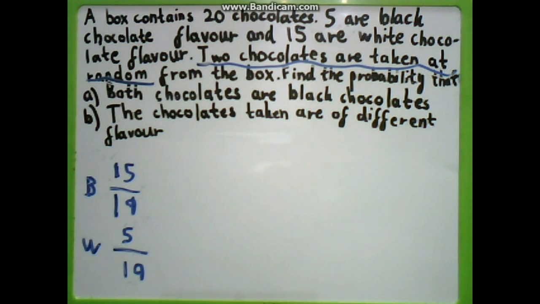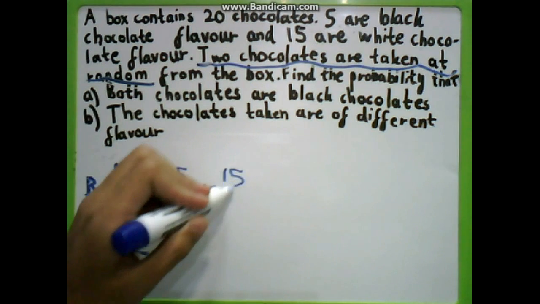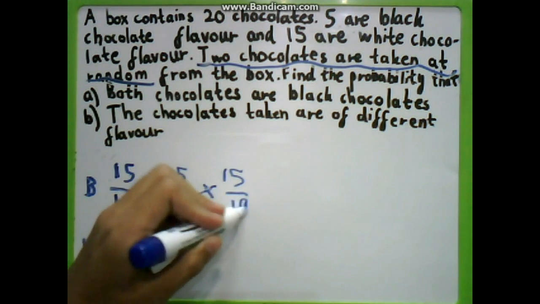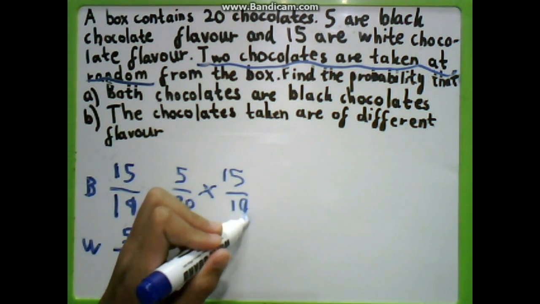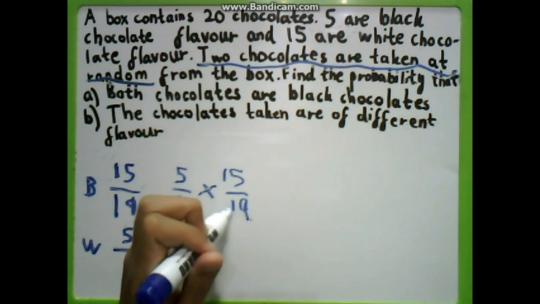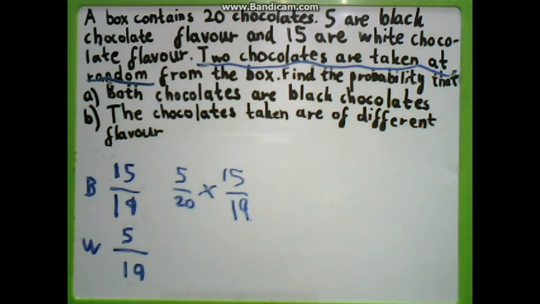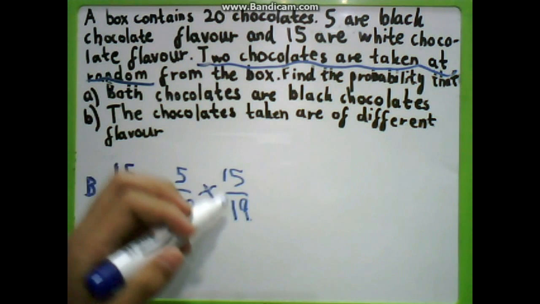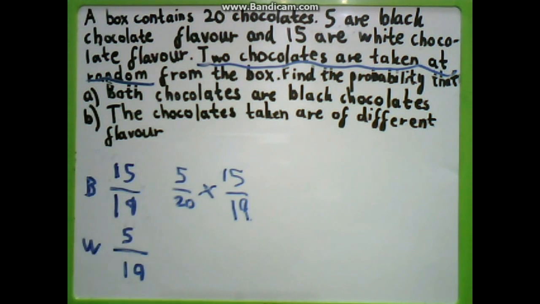You may be wondering, why didn't I do 15 over 18? Because for black chocolates, 5 over 20. That was before you picked up one chocolate. The reason you times it by 15 over 19 is because this, you still have one more chocolate to pick up. That is why you put 19. If you put 18, that means you already picked up 2 chocolates.